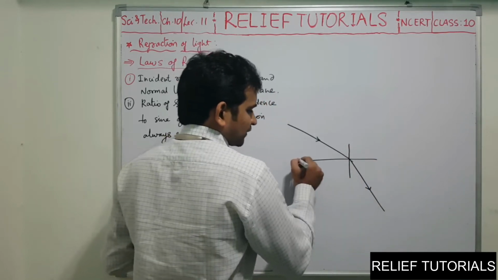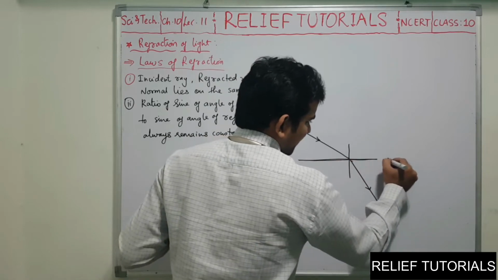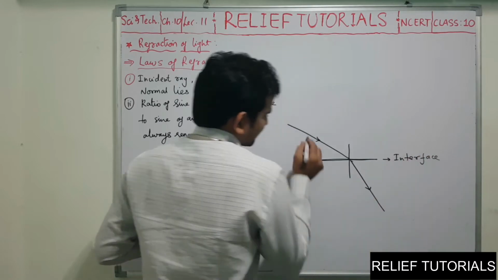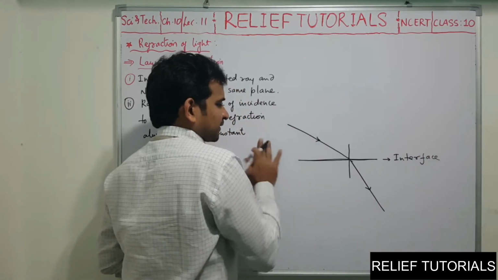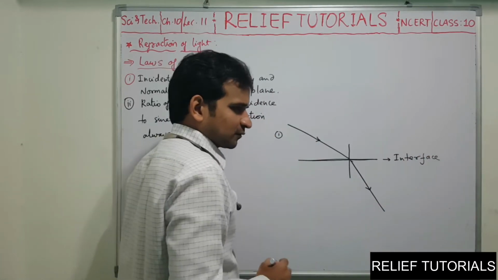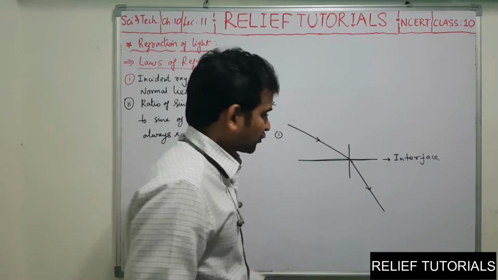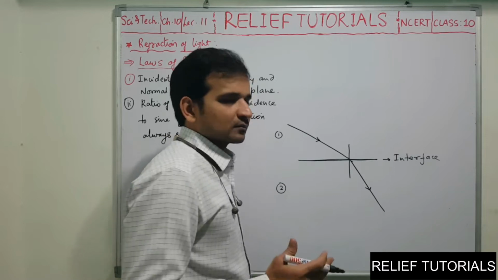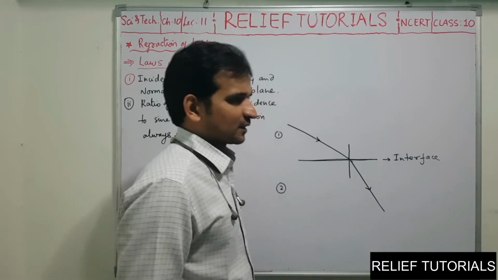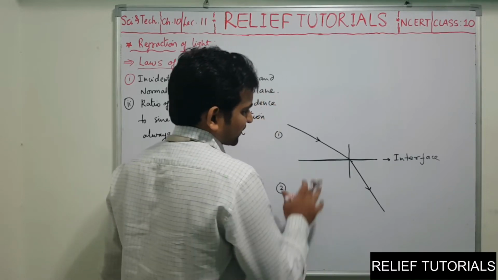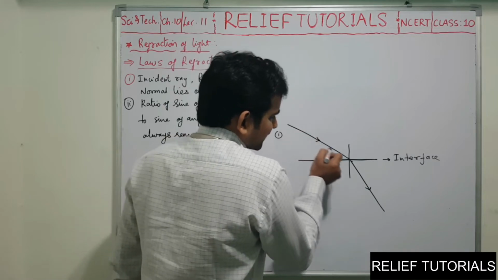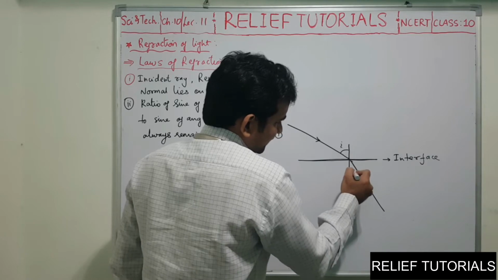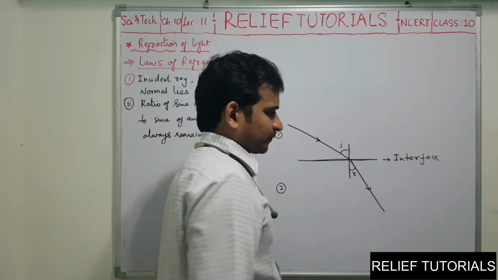Consider this is one of the surfaces separating two media, which is called the interface. This is the first transparent medium, let us say medium number 1, which may be air or vacuum. The second transparent medium is here, maybe glass, kerosene, glycerine, diamond, whatever. So this is the incident ray. Here is the normal, this is the angle of incidence, and here is the angle of refraction.